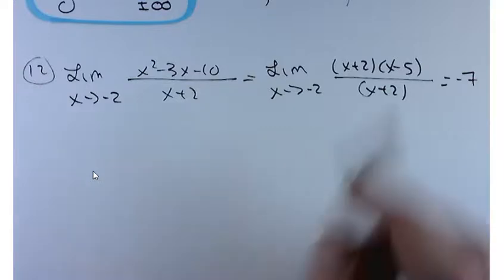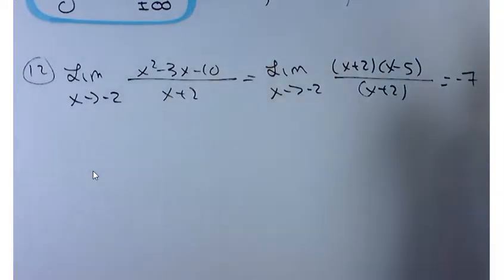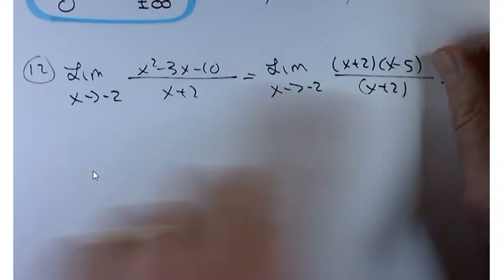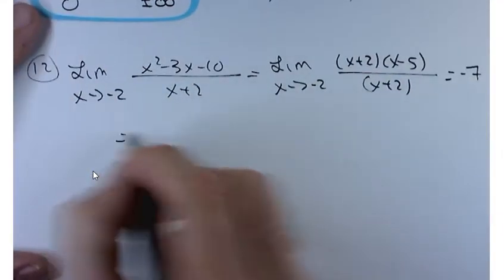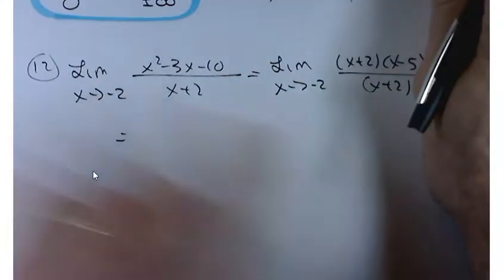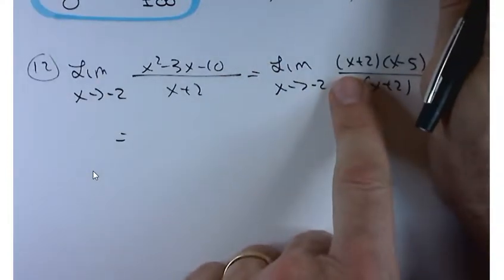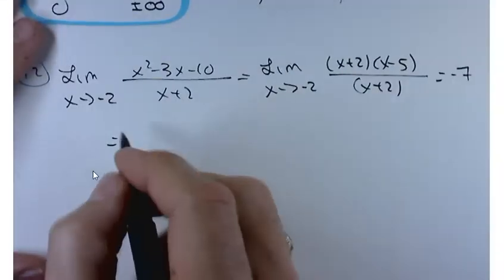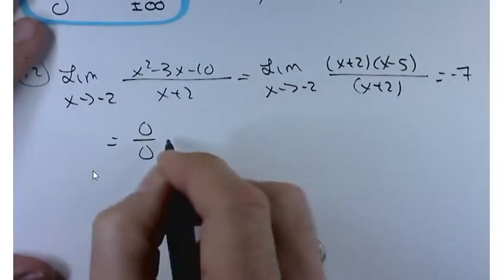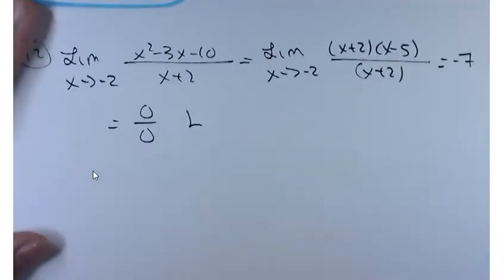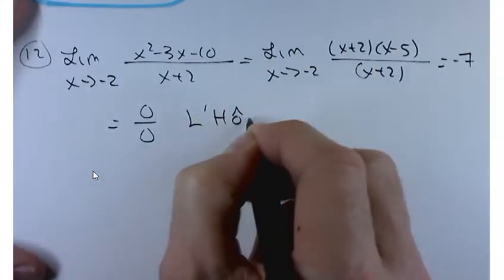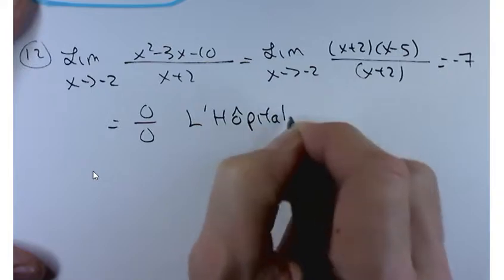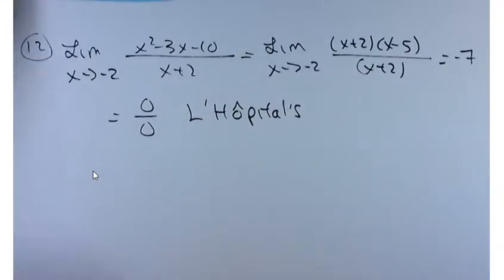But suppose you tried plugging in the limit here before we even got that far. What happens when I plug in negative 2 in the numerator? I get 0. And in the denominator, I also get 0. So I can apply L'Hopital's rule.